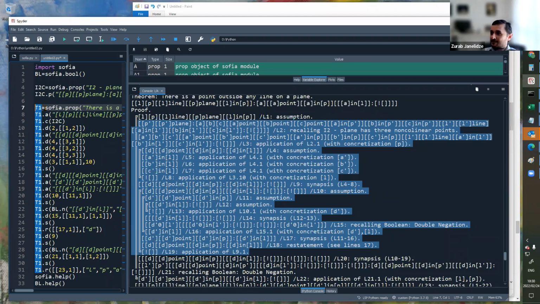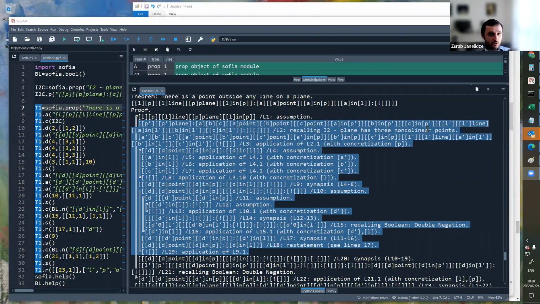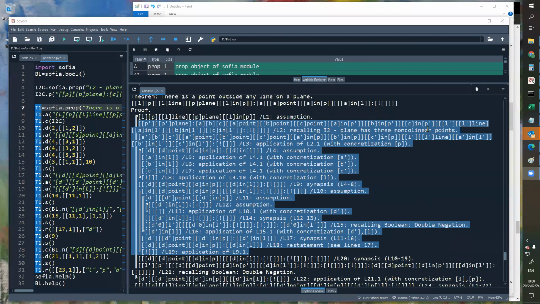Yes, please. Just out of curiosity, can Sophia prove if a certain statement is unprovable? If a certain statement in Sophia is unprovable, can Sophia show that a certain mathematical statement is unprovable?